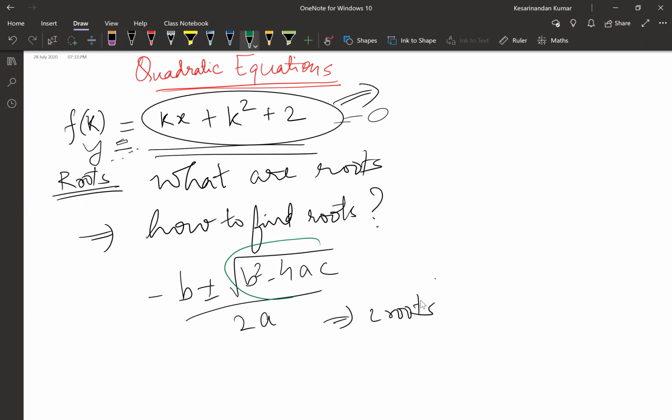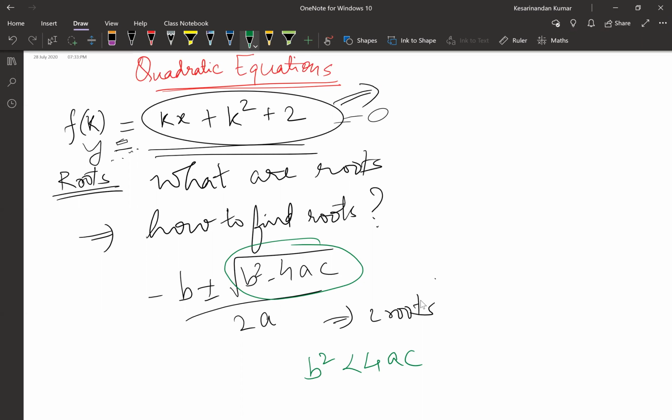And what is this part known as? Discriminant. Okay. And what if b square is less than 4ac? Imaginary roots. So if I have imaginary roots, what will be its geometrical interpretation?